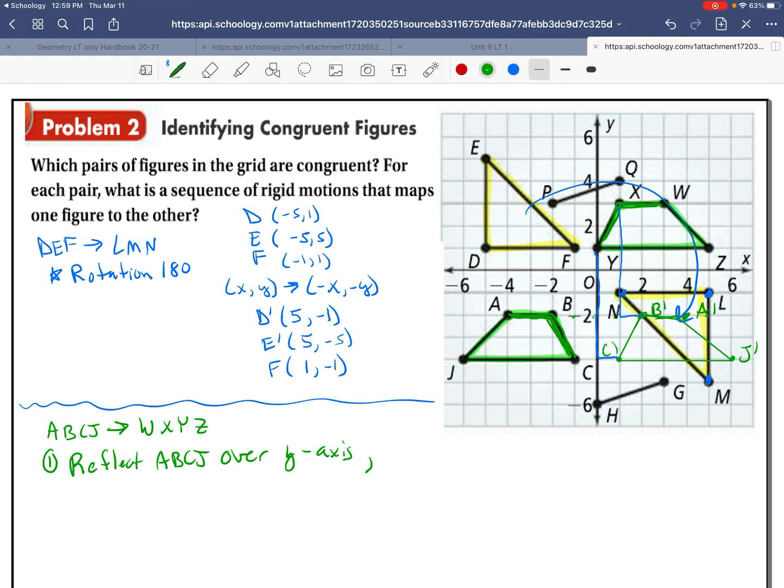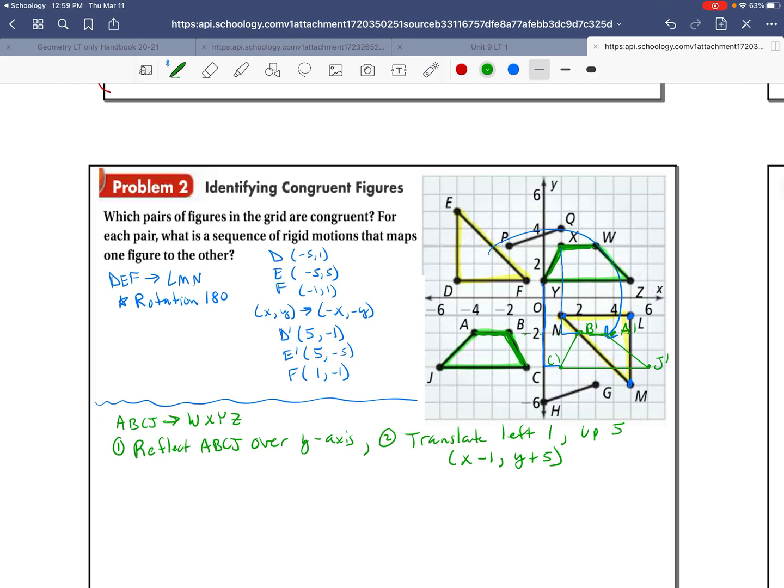So now the second thing I'm going to do is translate left 1 unit and up, what did I say, 5? Up 5. So translate x minus 1, y plus 5. And that's my notation for writing that. That will take me from one trapezoid to the other. Series of transformations. You could also translate PQ to HG.